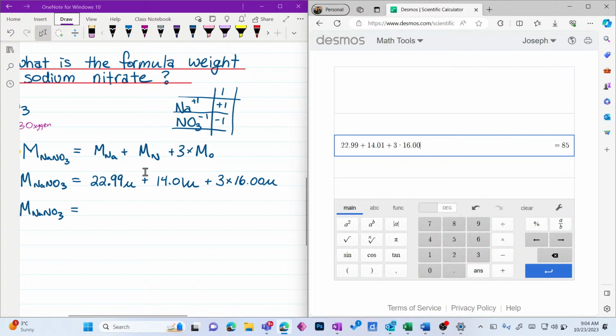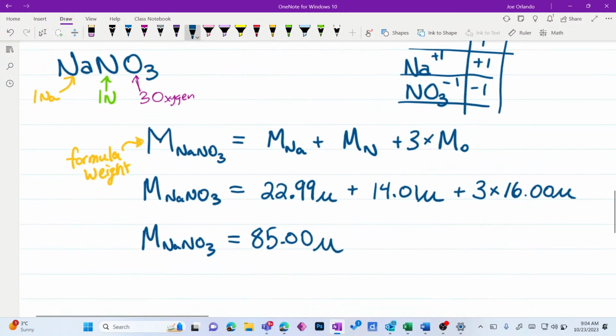Having said that, how many decimal places are we showing in this? So how do I want to write that? Just to show that I haven't rounded it. Very good. Exactly right. So we're going to write this as 85.00 atomic mass units. And I could write AMU, but more often we just write the U to symbolize that.